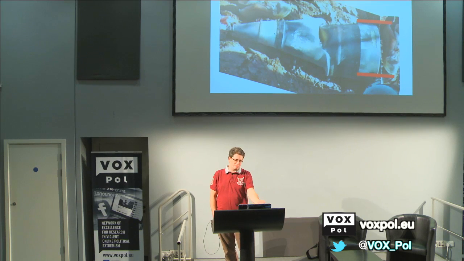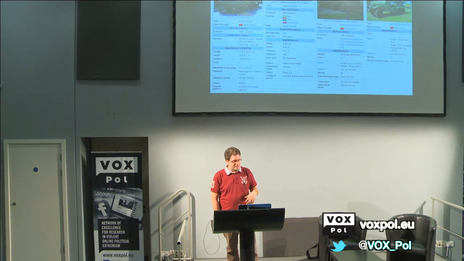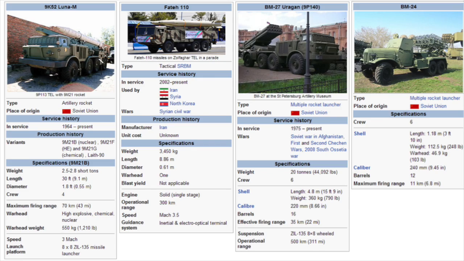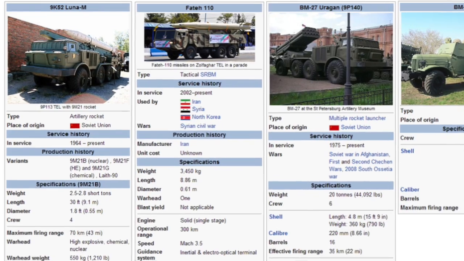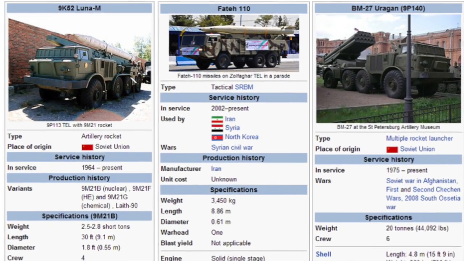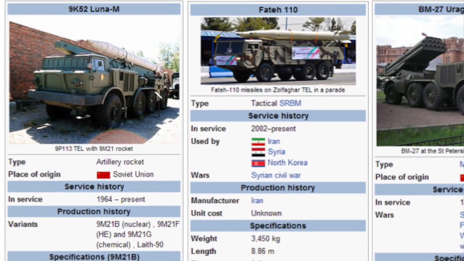So that rocket looks like it's going to be maybe 30 centimeters, around that amount. So then I started looking at the size of these rockets. Here we've got a list of different rockets. On the left, we've got the Luna M, which has a diameter of 55 centimeters. So that's obviously far too large.